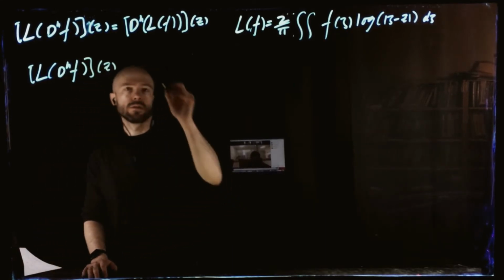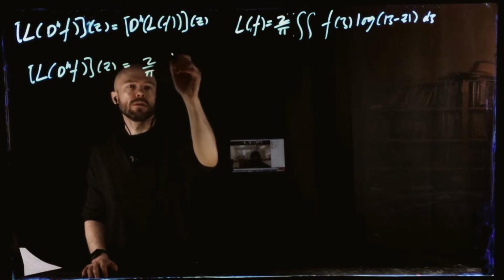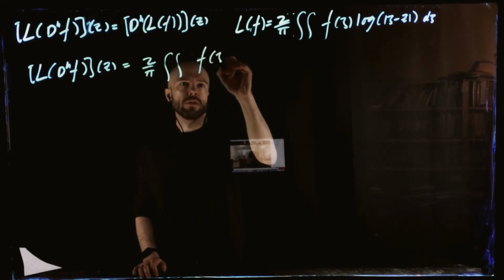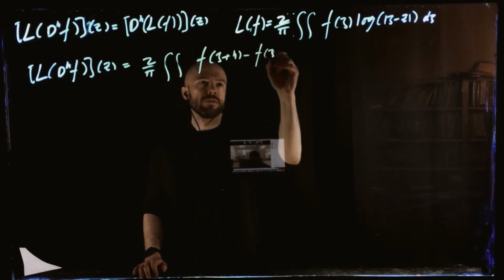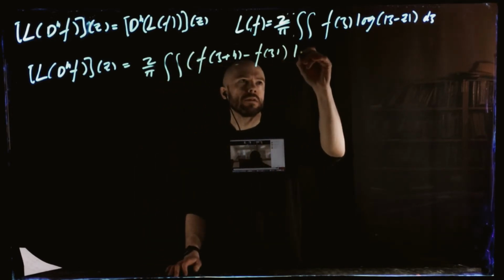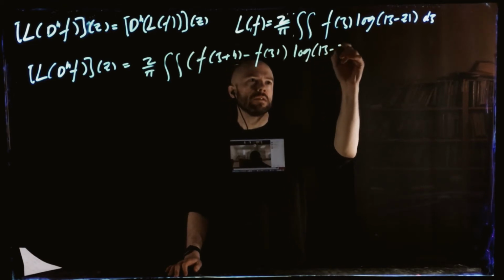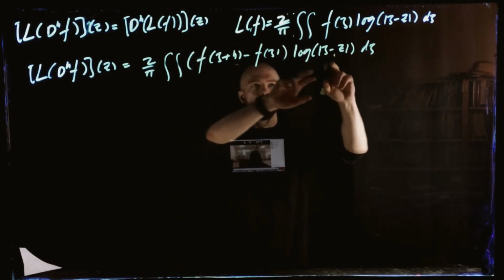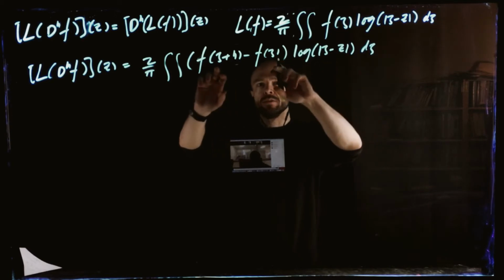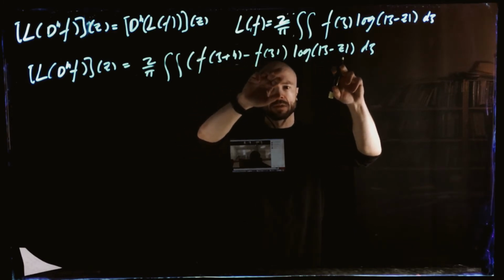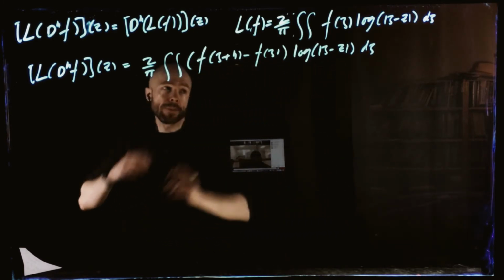of zeta, then it is this thing, 2 over pi double integral of f of zeta plus h minus f of zeta, over h, just like this, times the log of zeta minus z, like this, d zeta. But then we can put this difference operator onto the log instead of onto the f, if we want to. Right? We can change variables and put this onto the log instead of onto the f.